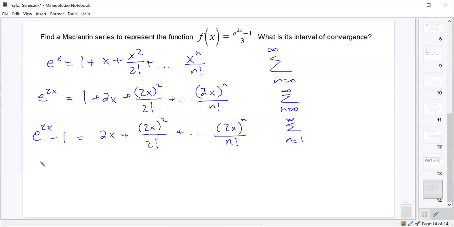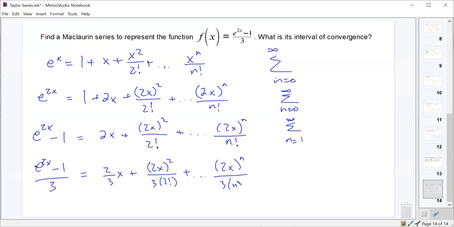Then we just divide everything by what? Divide everything by 3. So e to the 2x minus 1 over 3 would just be 2/3 x plus 2x squared over 3 times 2 factorial, and so on all the way up to 2x to the n over 3 times n factorial. And our final summation would look like the sum from n equals 1 to infinity of 2x to the n over 3 times that n factorial.